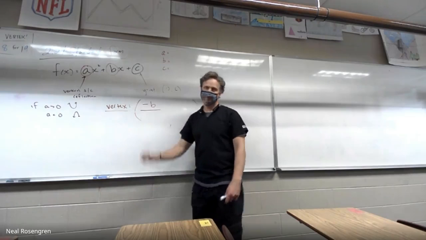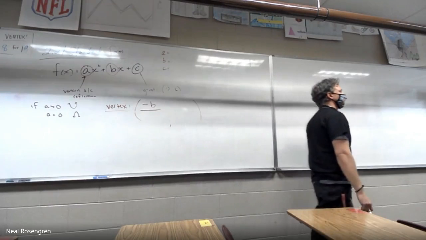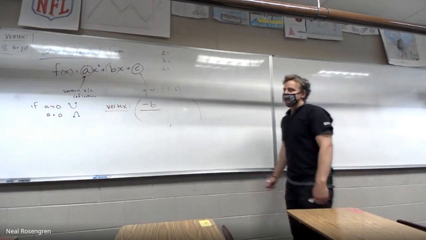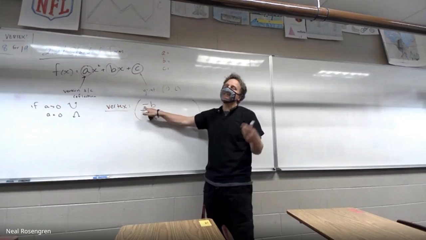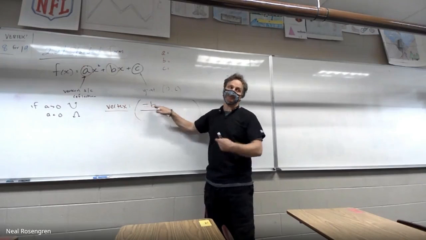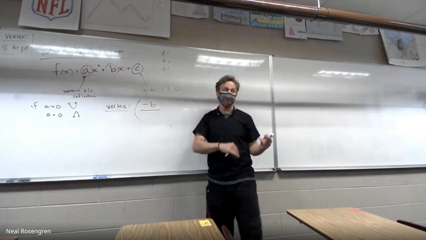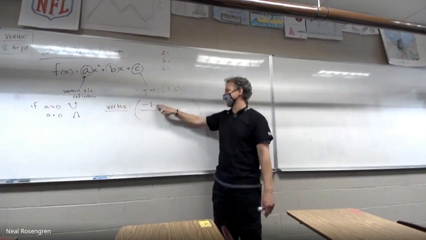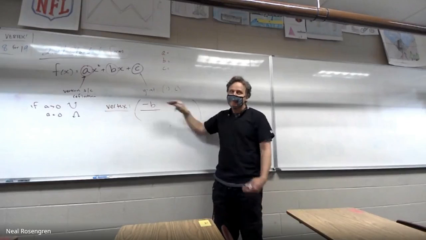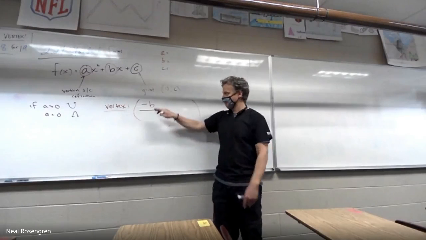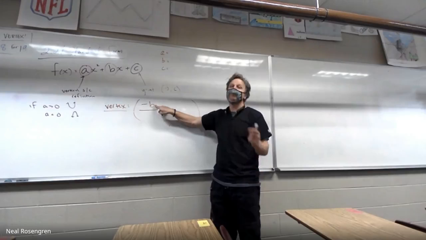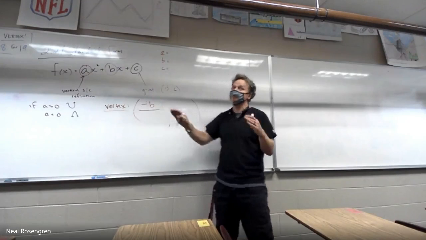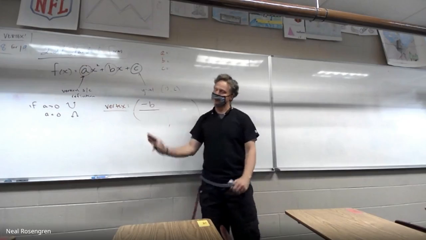Negative B goes on top. So whatever B is, gives me the opposite. I say negative out loud, but I really just mean the opposite of B. So if B is 2, then this is negative 2. If B is 10, then this is negative 10. If B is negative 4 already, then this would be positive 4. Switch the sign. Okay, that's the top every time.